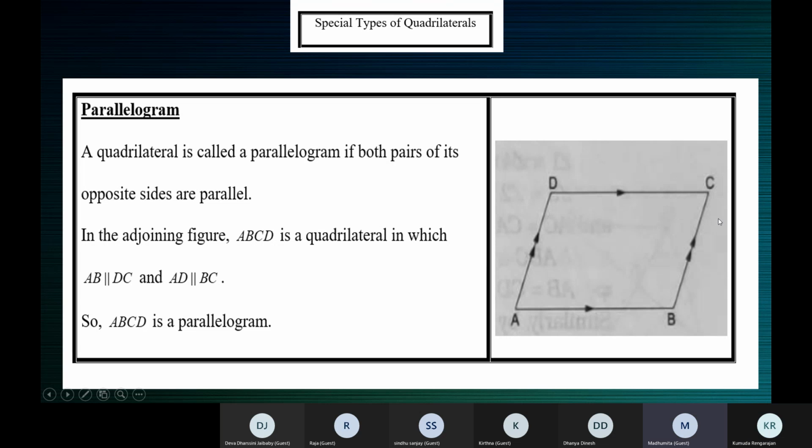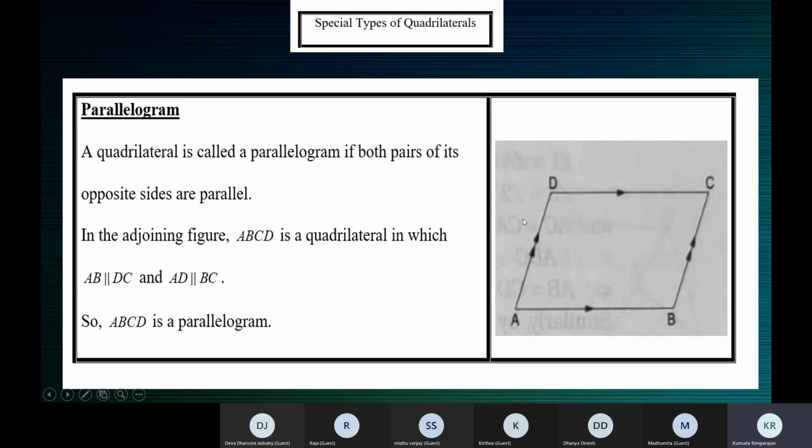90 degrees, ma'am, because opposite angles are equal. What will be the measure of B? 90 degrees, ma'am, because adjacent angles are supplementary. Correct. Now, if B is 90, what is D? 90 degrees, ma'am, because opposite angles are equal. Now, what do we observe?